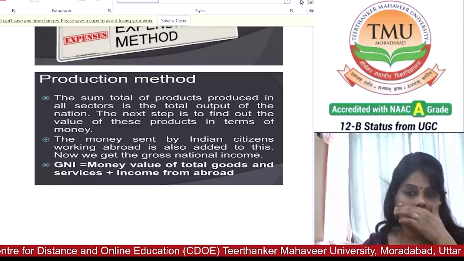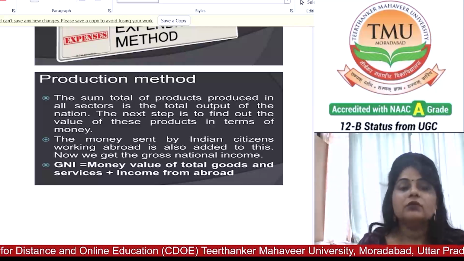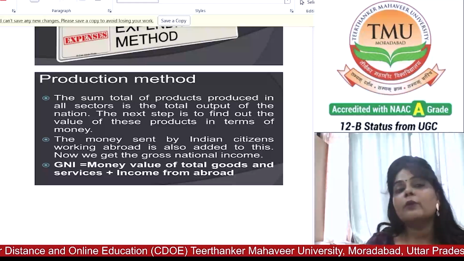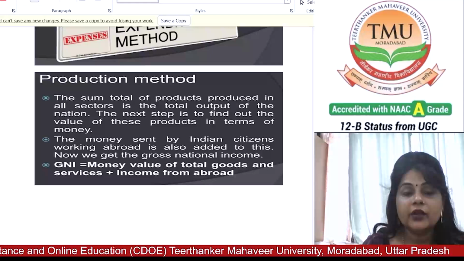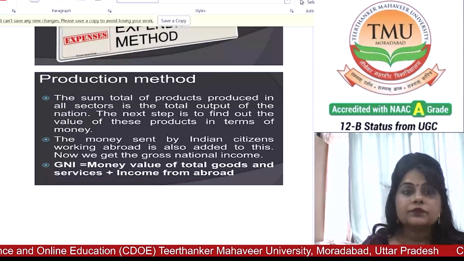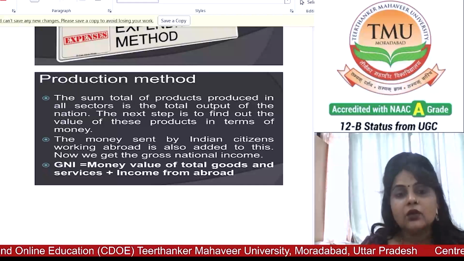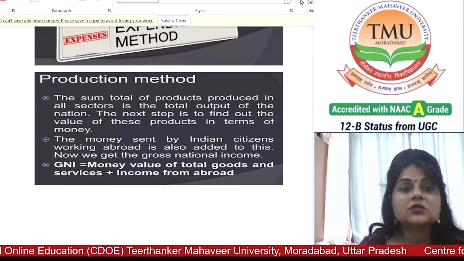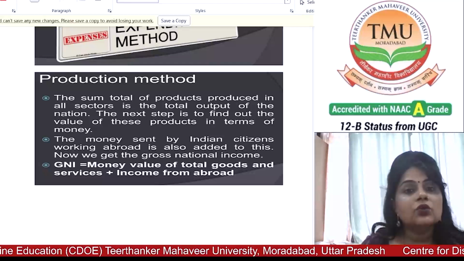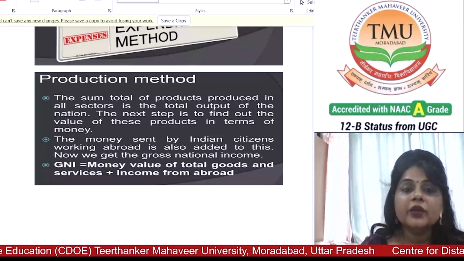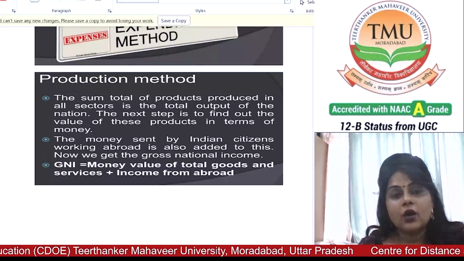There are some precautions to take while calculating by the value added method. First of all, intermediate cost should not be added to national income, as the value of intermediate goods is already added to the value of final products. They should not be added to the national income. The inclusion of the value of intermediate goods again in national income will result in double counting.